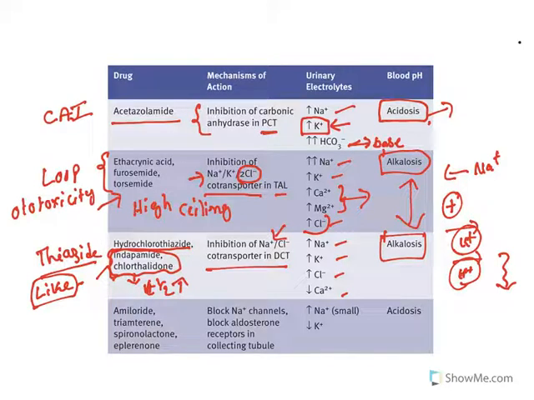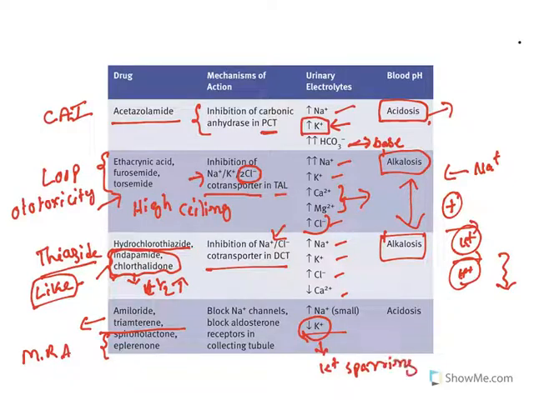Now the final class, amiloride, triamterene are sodium channel inhibitors, whereas spironolactone, eplerenone are mineralocorticoid receptor antagonists. Now they do the same thing. They cause sodium loss, but it is very small. The important thing is they save potassium. That's why they are known as potassium sparing. Potassium sparing. Again, they cause acidosis. Why acidosis? Because they are retaining potassium as well as protons. When protons are retained inside the body, it causes acidosis.